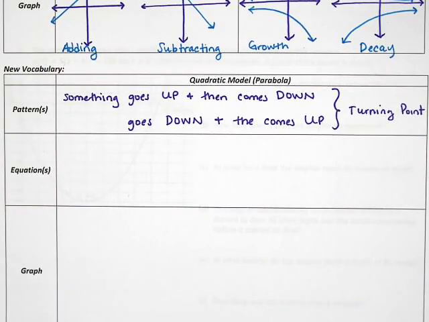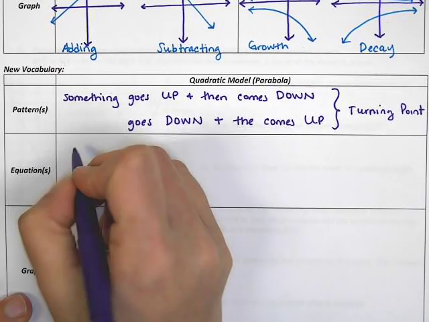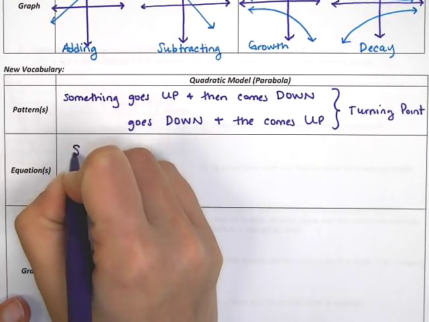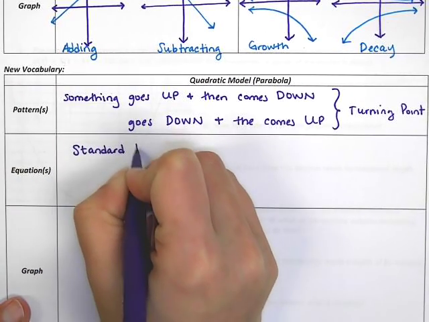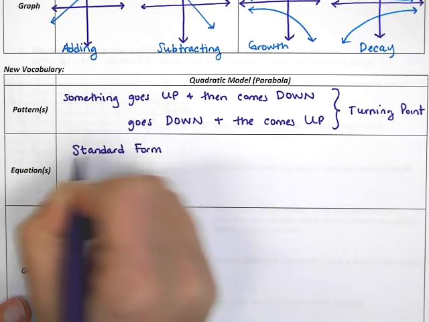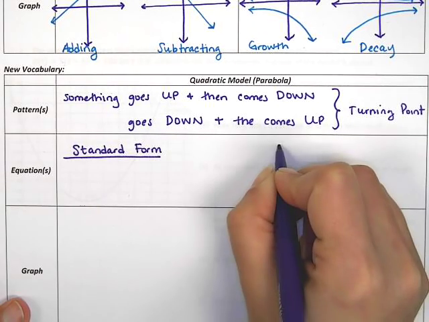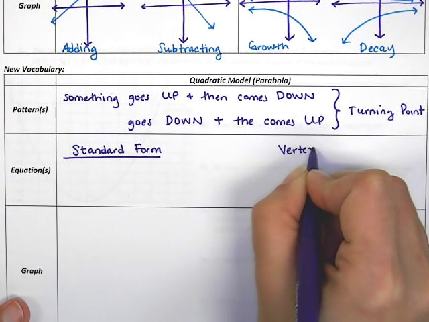So what would these equations look like? Well, there are two different types of equations we're going to look at. We're going to look at what's called standard form, and we are going to look at what's called vertex form.